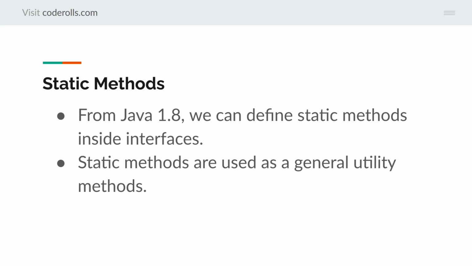Previously, we have seen that we can use the static methods in classes, and we don't have to create any object for using static methods. And that's why from Java 1.8 we can define the static method in the interfaces and we can use it directly. Static methods are generally used as utility methods. So how can we define static methods inside the interfaces and how can we use it? Let's see it in the Eclipse.